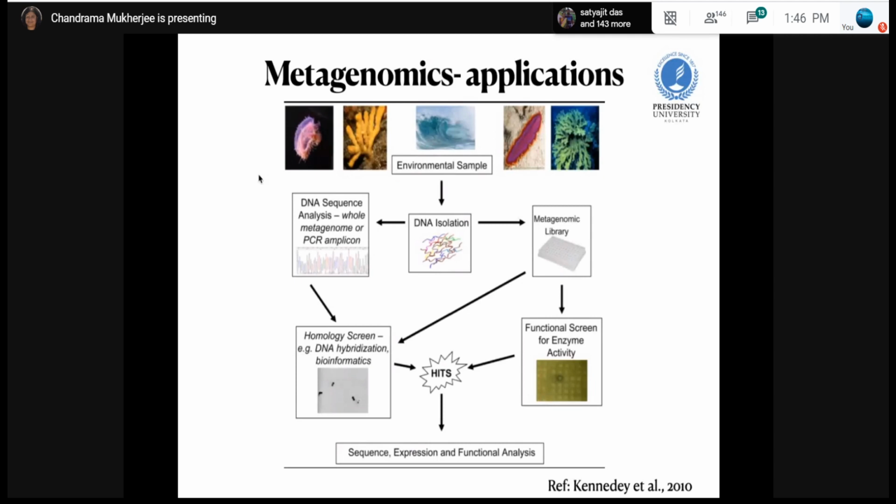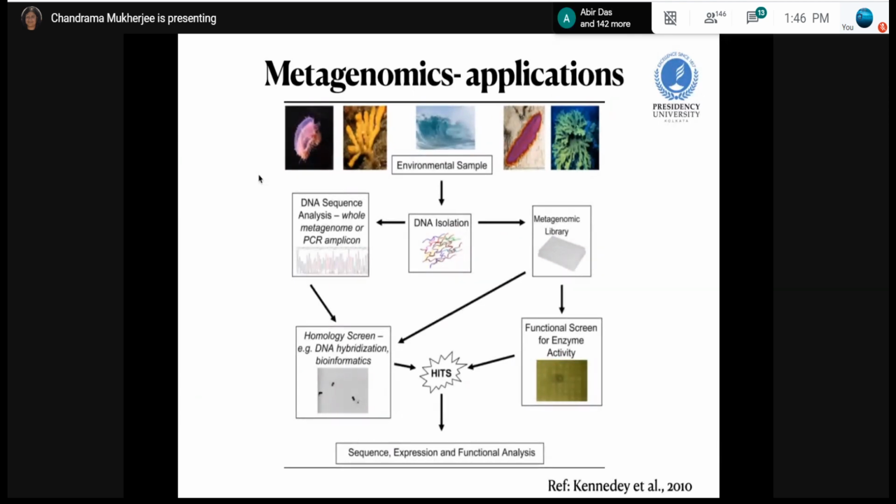This library can be used for functional screening to identify which enzyme activities are present in the mixture, or for homology screening to identify which homologous genes are present. Obviously, it involves a lot of bioinformatics to provide the hits, and when we get the candidates, labeled here as hits, we can sequence them, and then expression and functional analysis can be performed. So this is a very powerful tool to give us an idea of the different organisms present in a particular sample.